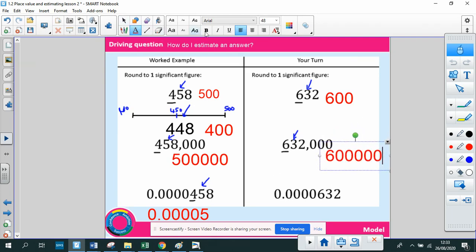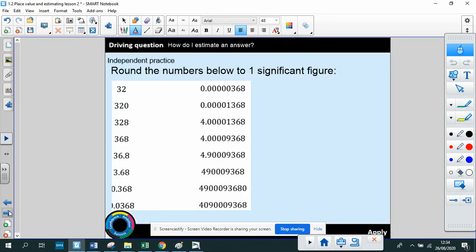The next one, this is the most significant figure. This is the deciding number. So we're going to round that to 0.00006. There we go. Hopefully you know how to round. We'll do a little practice of rounding numbers to one significant figure before we go on to estimation. Pause the video, try these ones, and then press play when you're ready for the answers.